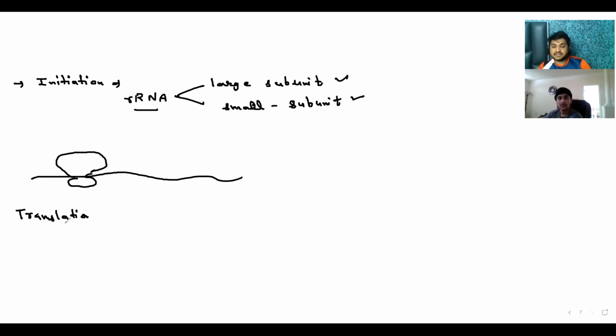So can we say that firstly the small subunit will come? When the first small subunit comes, translation is going to start from here. Now the mRNA will bind to the small subunit, and then base pairing will happen with some initiation factors. After that, the large subunit is also there.